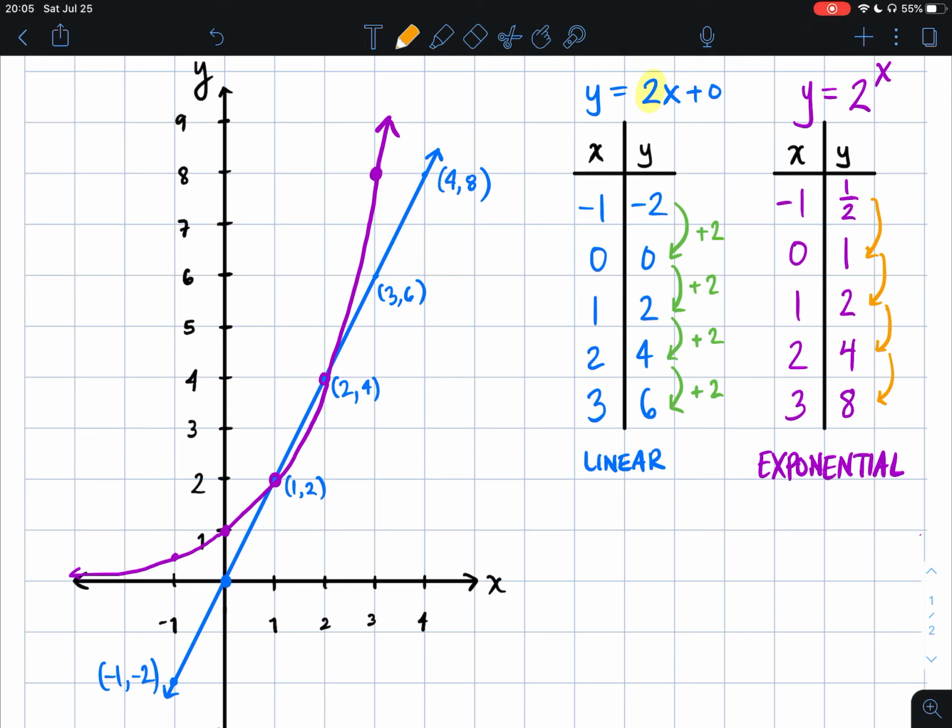Rather than adding 2, it looks like we're actually timesing by 2, right? A half times 2 should be 1. 1 times 2 would be 2. 2 times 2 would be 4. 4 times 2 would be 8.